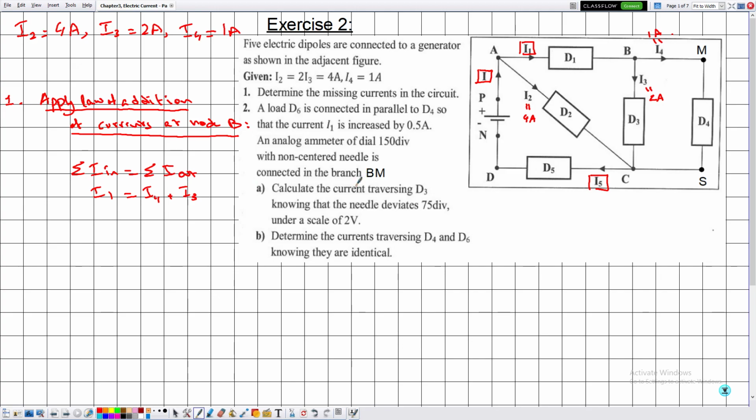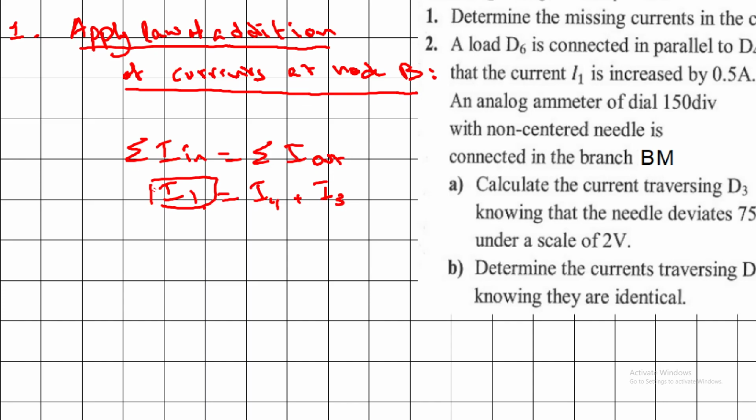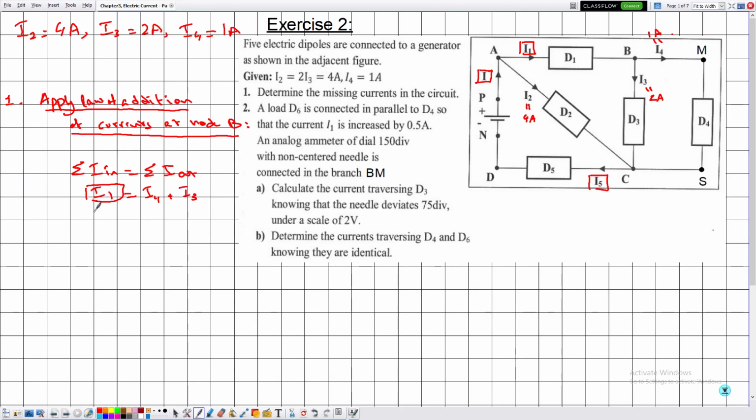And notice that in this case we are interested in determining the value of I1. So what's the type of this equation? This is a linear equation in one unknown. The unknown is I1. So it is kept as a variable, which is equal to I4, which is equal to 1, plus I3, which is equal to 2, so this is 3 amperes. Then I1 is equal to 3 amperes.